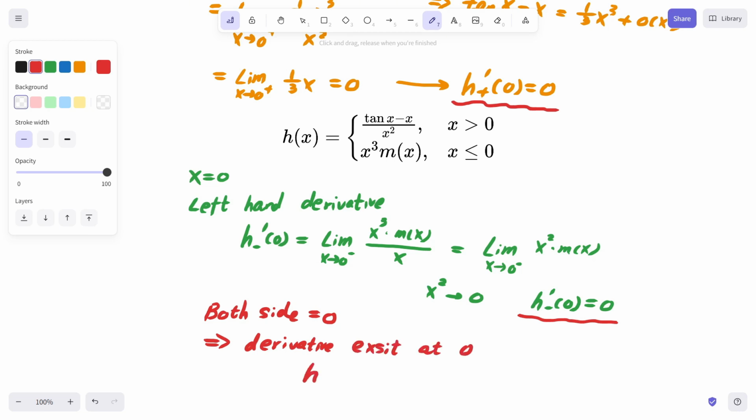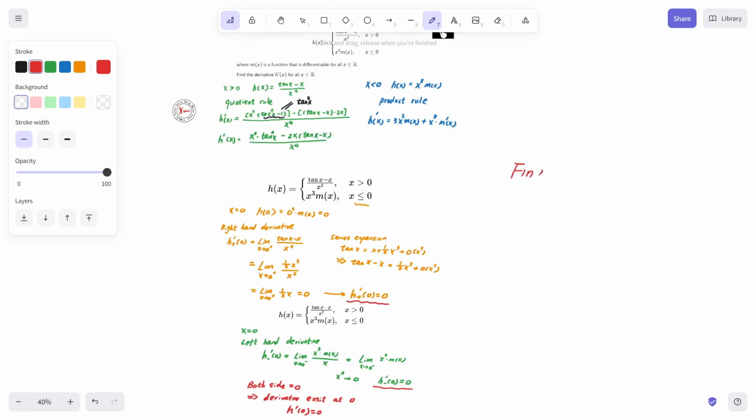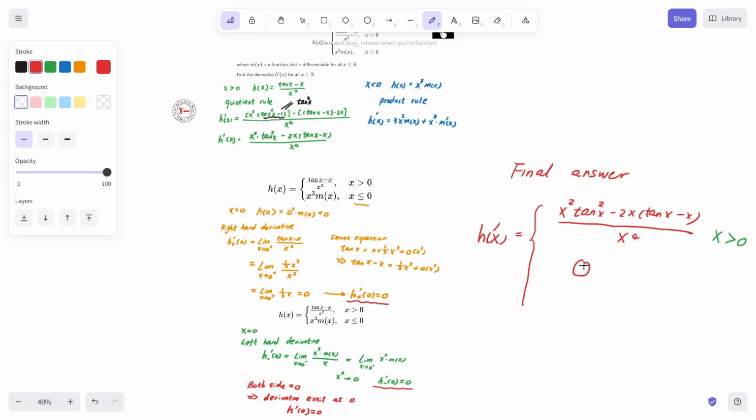and is equal to 0. Final answer: the derivative of h of x is defined as, for x greater than 0, x squared times the square of the secant of x, minus 2 times x times the quantity tangent of x minus x, all divided by x to the fourth power. At x equals 0, the derivative is 0. For x less than 0, the derivative is 3 times x squared times m of x, plus x cubed times the derivative of m of x.